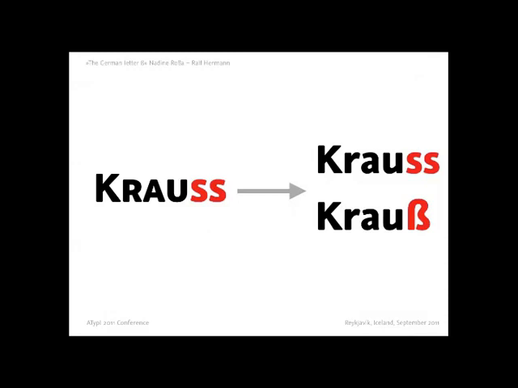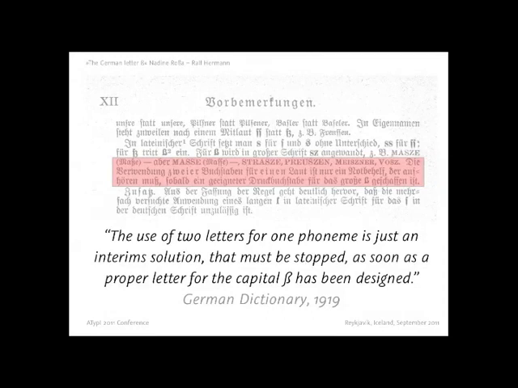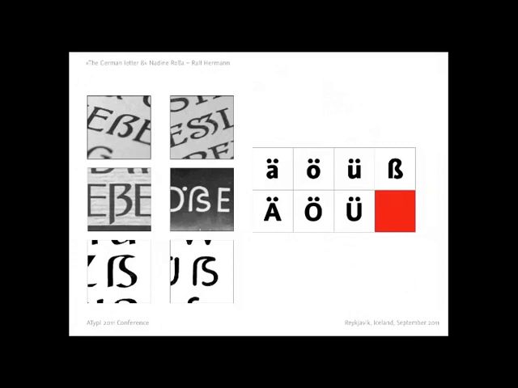And when these replacement rules were introduced at the beginning of the 20th century, it wasn't even meant as a solution. This wasn't meant to stay. And we can see this here in a statement from the most used dictionary in Germany, which stated in 1919, this must be stopped as soon as a proper letter for the capital ß has been designed. And so I think it's about time to fulfill this need.